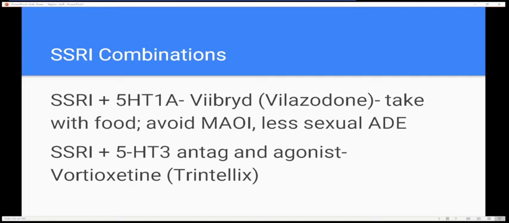So then you also have Vortioxetine, Vorti, I like to call it, or Trintellix. I actually just saw an ad of that on YouTube today. I'm like, huh, okay. But yeah, there's another combination, guys, you could see on your test.